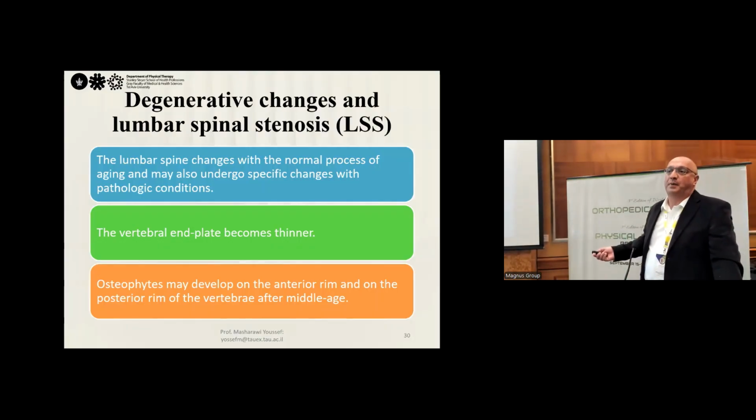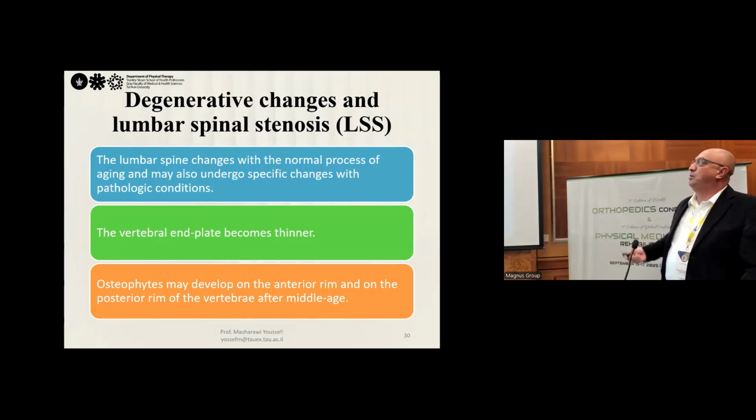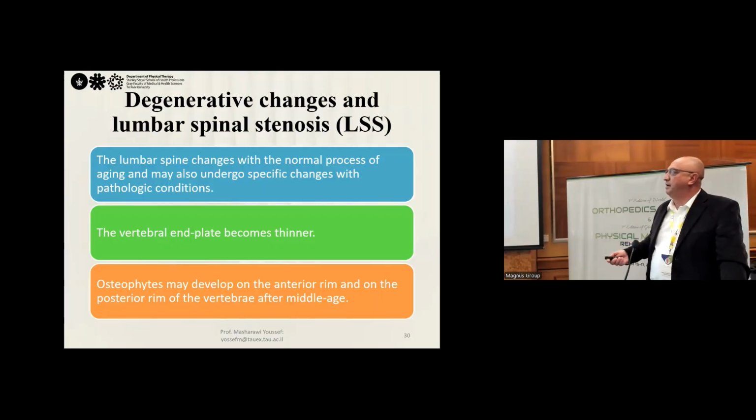We know about spinal stenosis now. That's the other aspect. The lumbar spine changes with the normal process of aging, and may also undergo specific changes with pathological conditions. The vertebral end plate, the upper and lower surface of the vertebral body, becomes thinner.